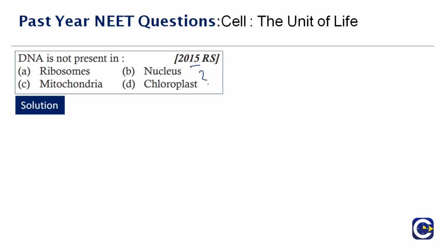Okay. What is DNA? Deoxyribonucleic acid, right? This DNA is a hereditary material. Apart from that, there are some organelles which do not have DNA. First, we will discuss one by one.